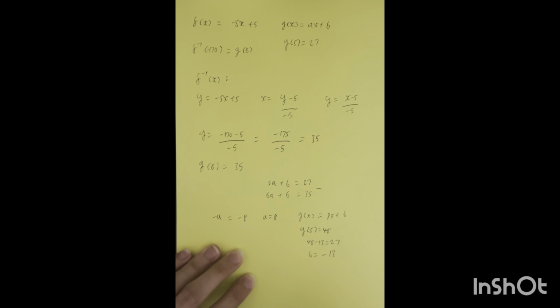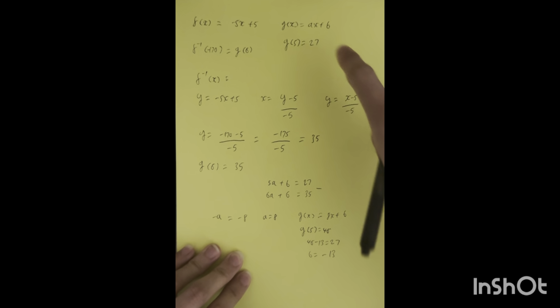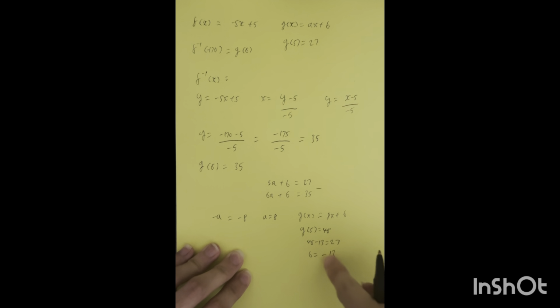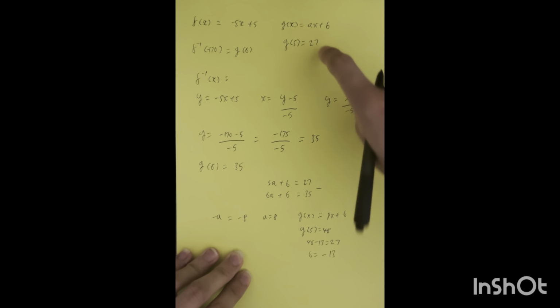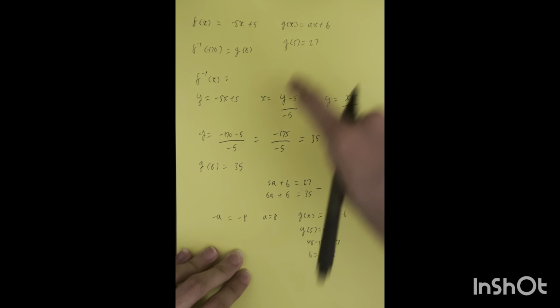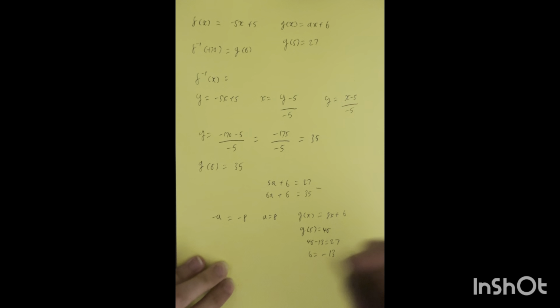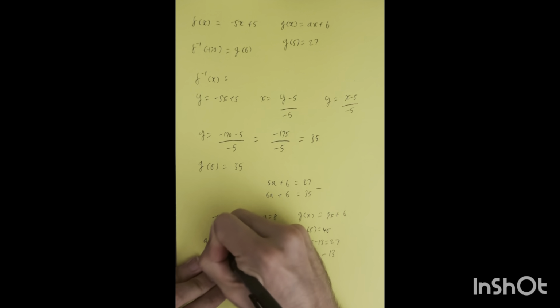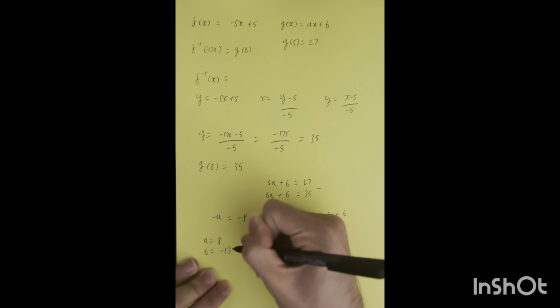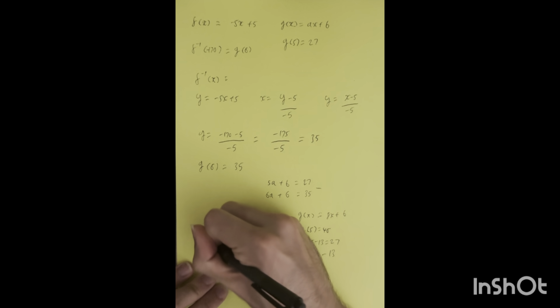And we can check that. 5 times 8 is 40, plus minus 13 is 27. And for g of 6, 6 times 8 is 48, minus 13 is 35. So my final answer is a equals 8 and b equals minus 13. Box that up.